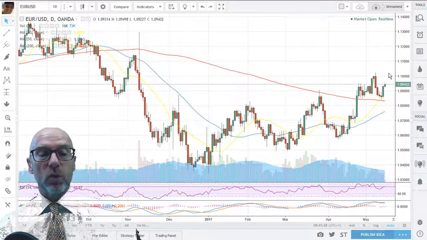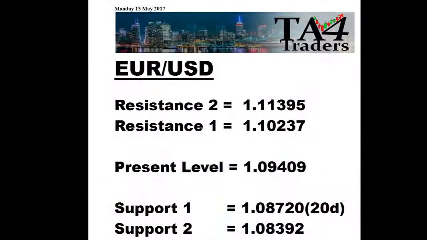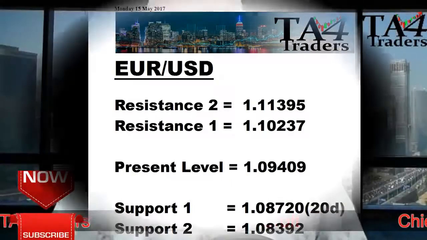Looking at the support resistance levels, resistance 1 at 110.237, and then 111.395 was that, and as we've seen, the support's at the 20-day 108.720, and the second support's at 108.392. So that's been TA for Traders, Monday the 15th of May, looking at the euro against the US dollar.